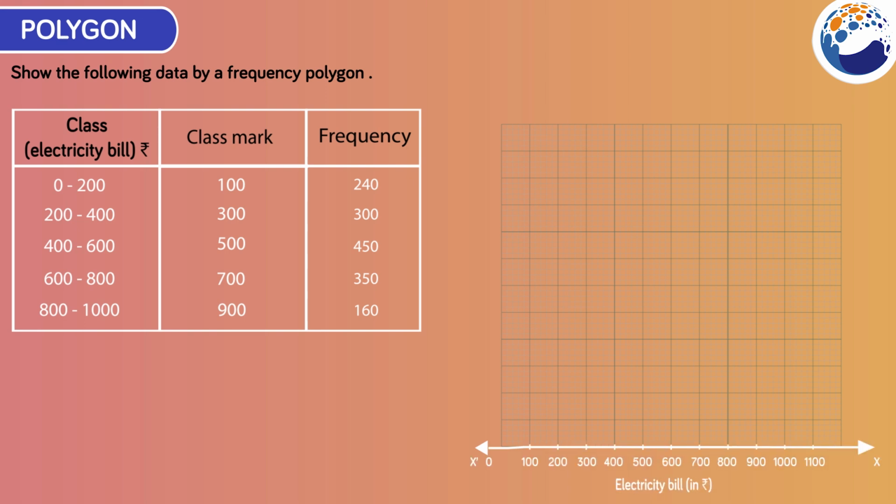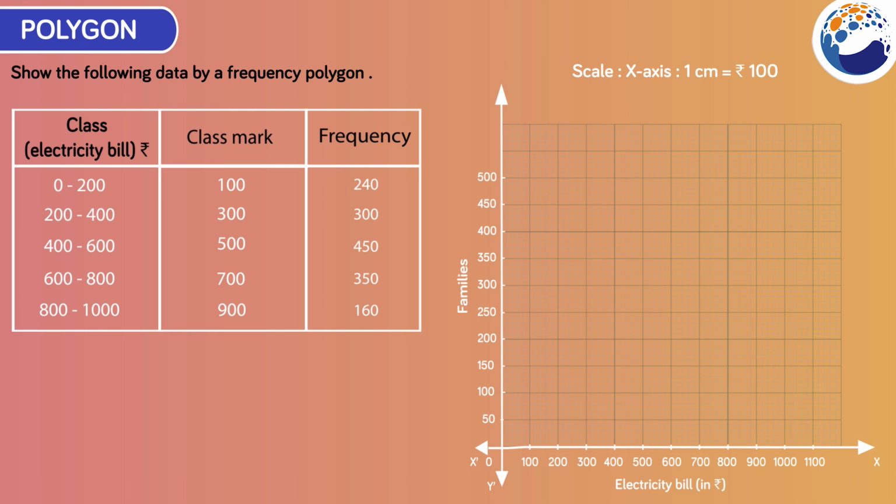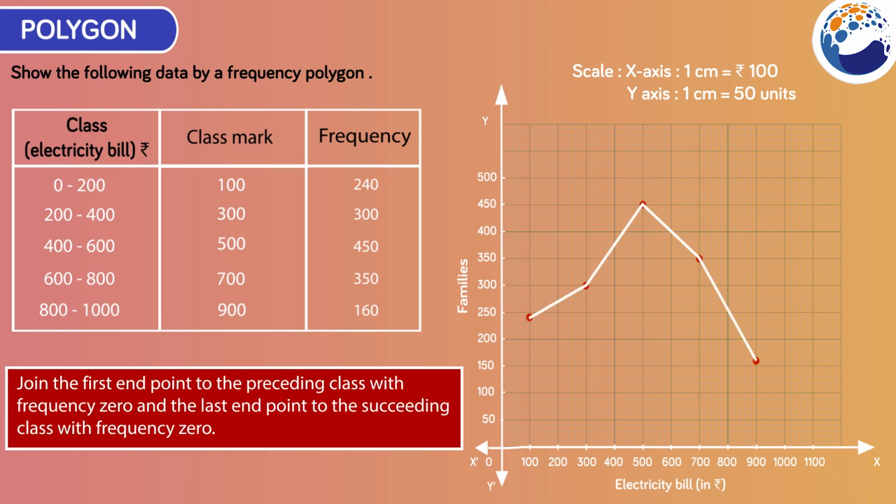Now we draw the x-axis and y-axis and mention the given information. Then write the scale. On x-axis, 1 centimeter is equal to 100 rupees. On y-axis, 1 centimeter is equal to 5 units. Now let us plot all the points on this graph. Coordinates of first point are 100, 240, second are 300, 300, third are 500, 450, fourth are 700, 350, and fifth point are 900, 160. Now join all these points together with straight lines. Join the first end point to the preceding class with frequency 0 and last end point to the succeeding class with frequency 0. This is the required frequency polygon.